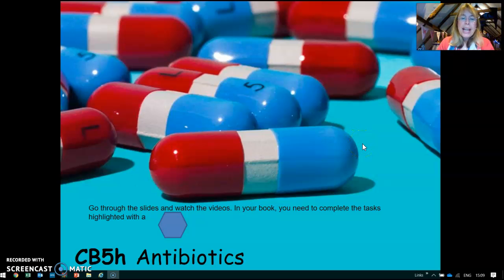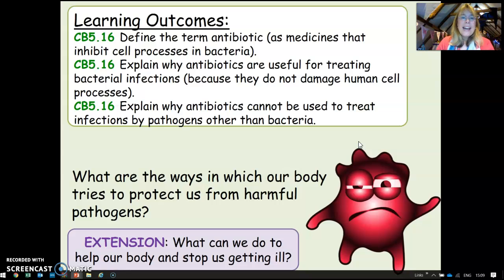So wherever you see the shape, that's where you need to stop the video and follow the instructions. Now, these are the outcomes of this lesson, but what I want you to focus on is just think back for a moment on the ways in which our body tries to protect us from harmful pathogens. Pause the video, have a think.